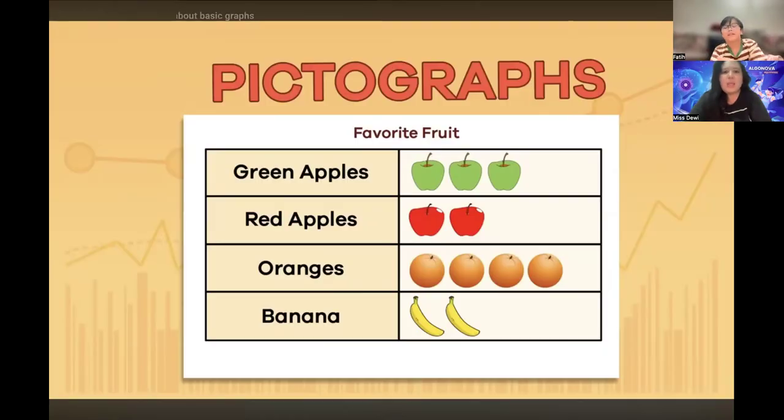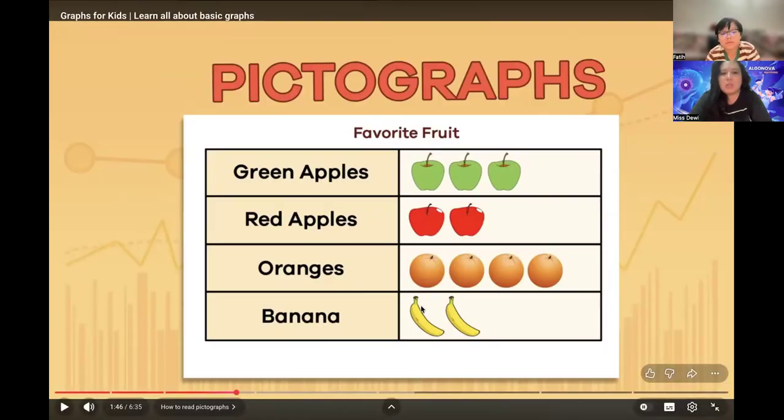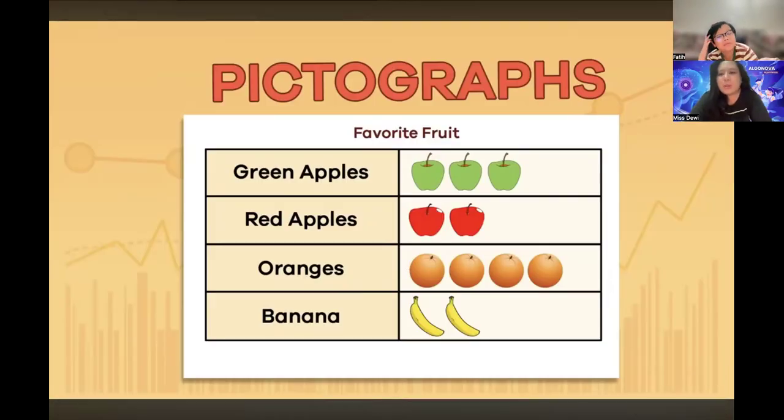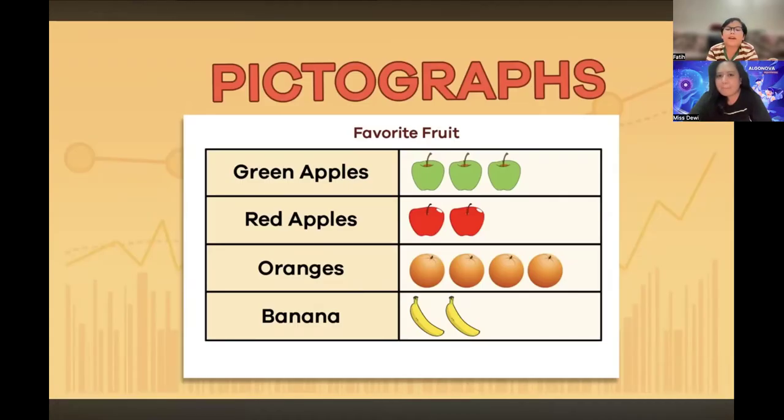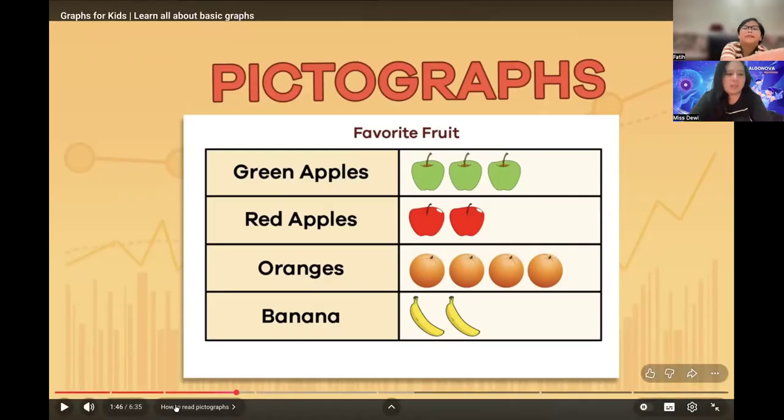Okay, good. So based on this picture, it's very easy, I think. Which fruit has the most number of fruits? Oranges. That's very easy. And which fruit has the least number of fruits? Red apple and banana. That's right. Good job. And green apples stand for the second position. You could use pictures of apples and oranges.